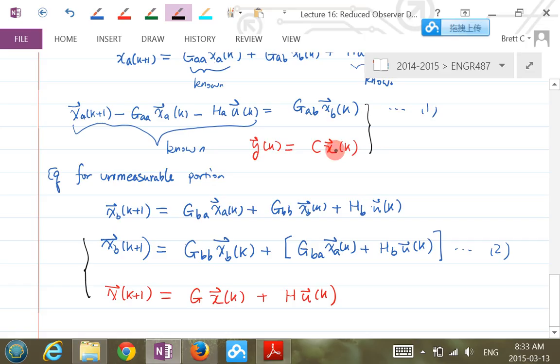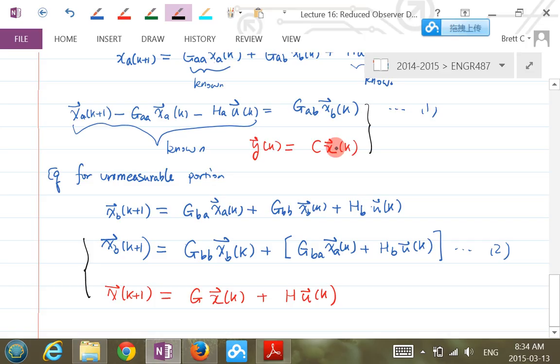So you see, the red one, what's the red one? This is the original system here. And the blue one, which is equation one and two, is the equation derived based on the partitioning from the knowns and unknowns. So there are similarities. What's the similarity? Basically, this whole chunk is like this y of k here. And this GAB is like the C here, and XB is this X.